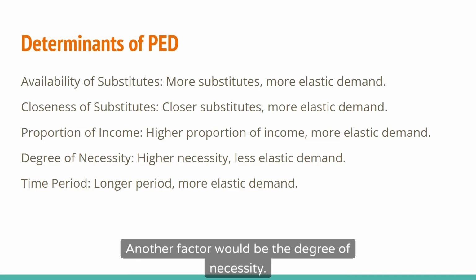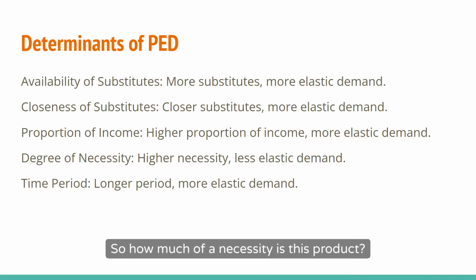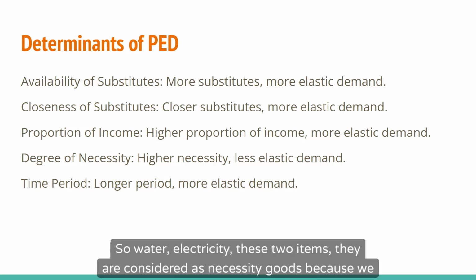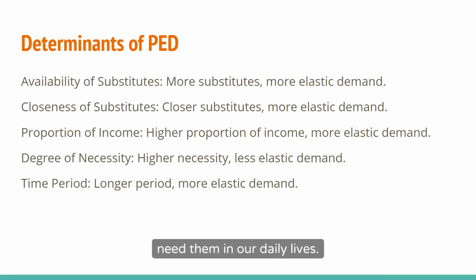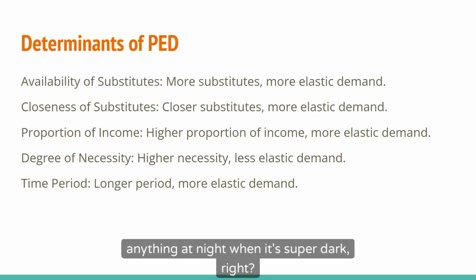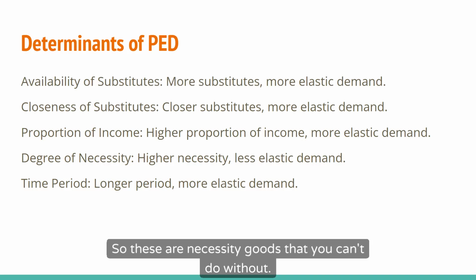Another factor would be the degree of necessity. How much of a necessity is this product? If we compare water, electricity, and a luxury bag, water and electricity are considered necessity goods because we need them in our daily lives. If we don't drink water, we will be very thirsty. We could die. If we don't have electricity, it's a huge inconvenience because we cannot do anything at night when it's super dark. So these are necessity goods that you can't do without.